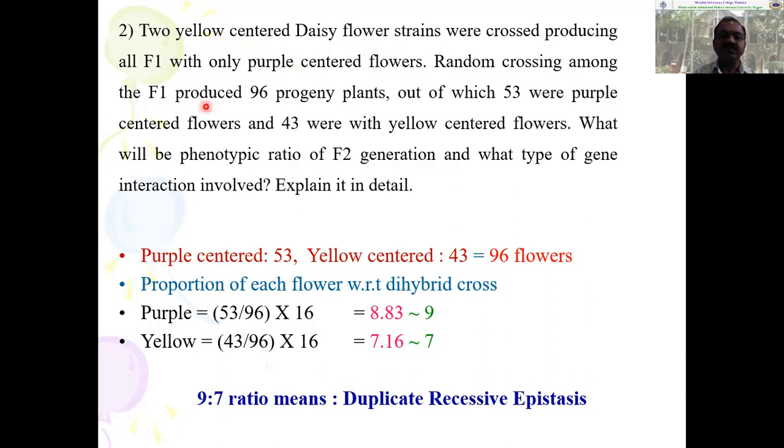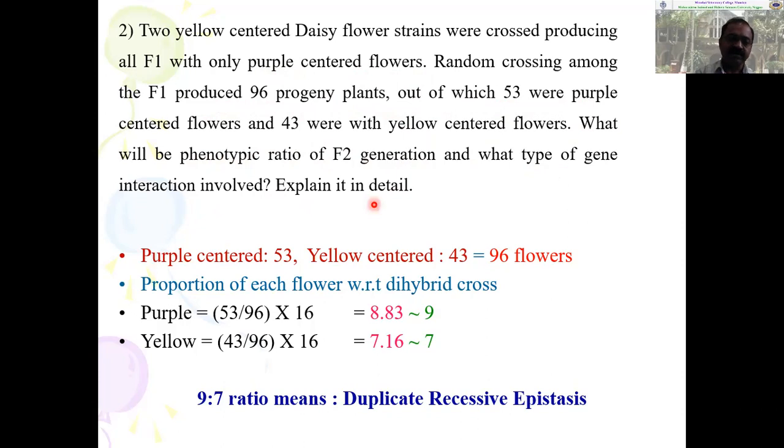Random crossing amongst them produced 96 progeny plants. Initially, they crossed the two yellow center variety daisy flowers, which produced only purple flowers. Then these purple flowers were crossed randomly, and they found that 96 total progeny plants were produced, out of which 53 were purple center flowers and 43 were yellow center flowers. So let's see what the phenotypic ratio of the F2 generation will be and what type of gene interaction is involved, and we have to explain it in detail. So what is given here?